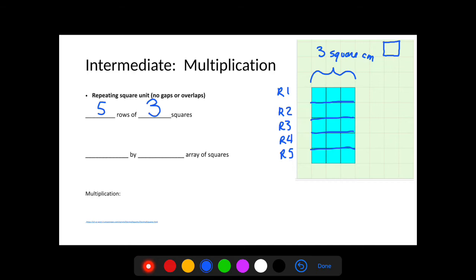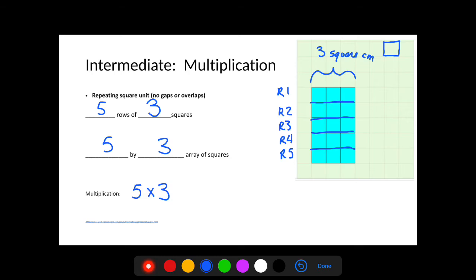5 rows of 3, that's the same as 5 groups of 3, 5 sets of 3. This is our understanding of multiplication. 5 times 3. I could also view this as an array. I could have a 5 by 3 array of squares. Again, that's still multiplication.